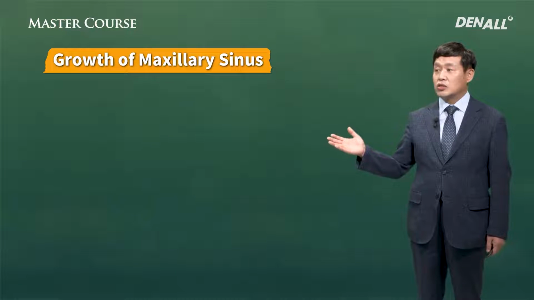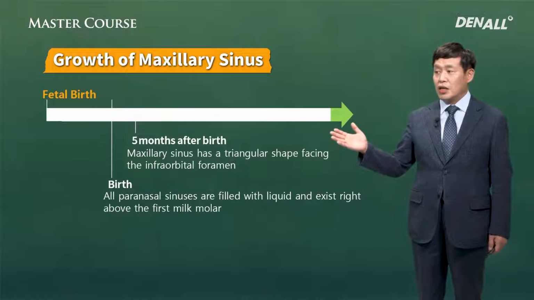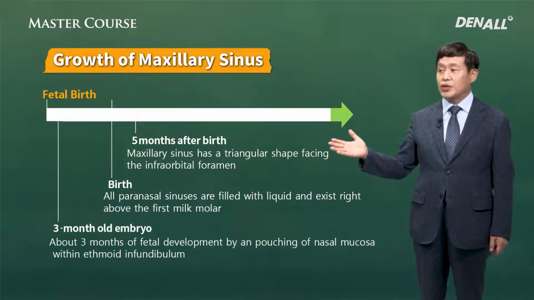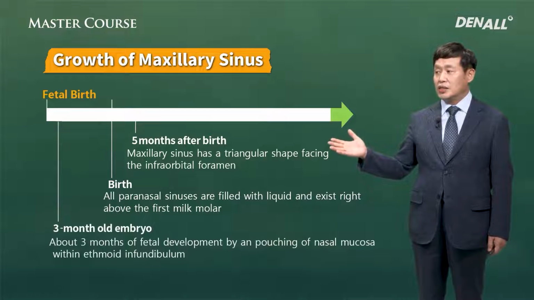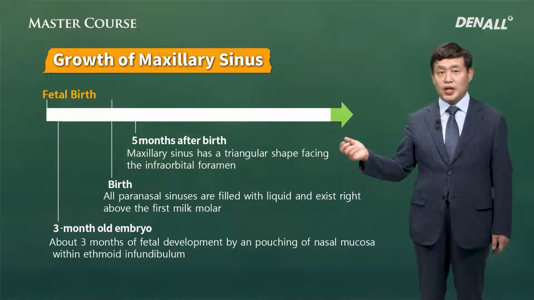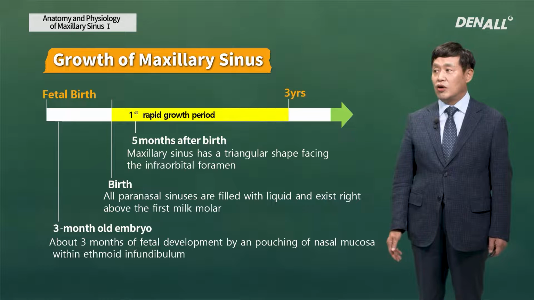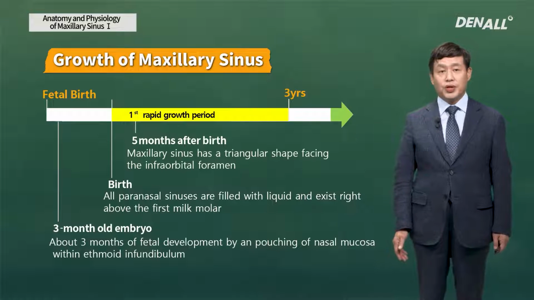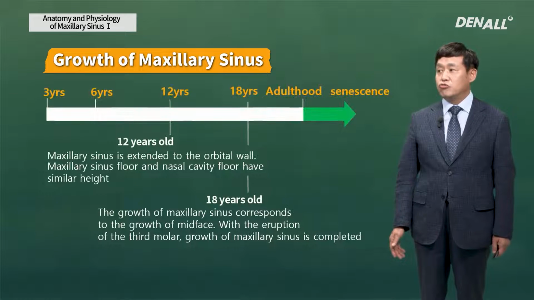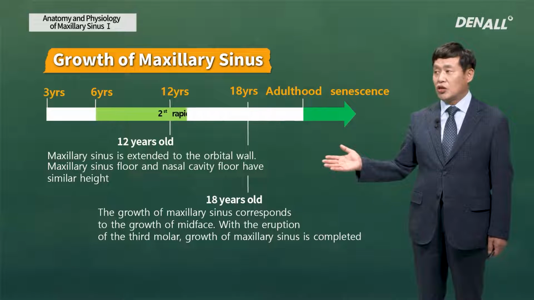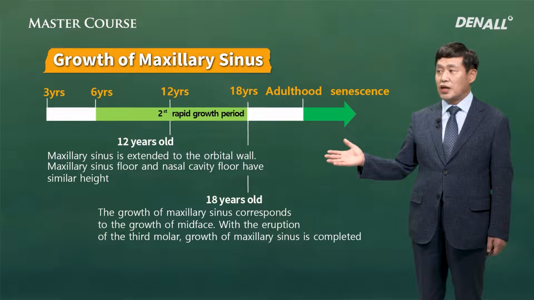Let's look at the growth of the maxillary sinus in general. In the embryo, at about 3 months of fetal development, it forms by unpouching of the nasal mucosa. From birth to 3 years old, there is the first rapid growth period, followed by the second rapid growth period at about 6 to 18 years of age.